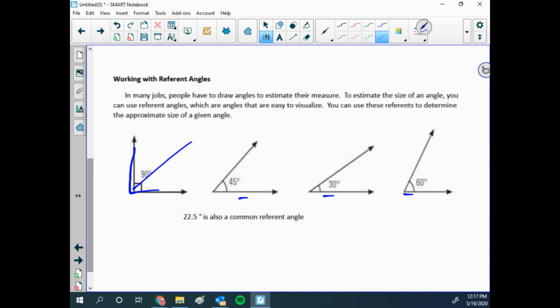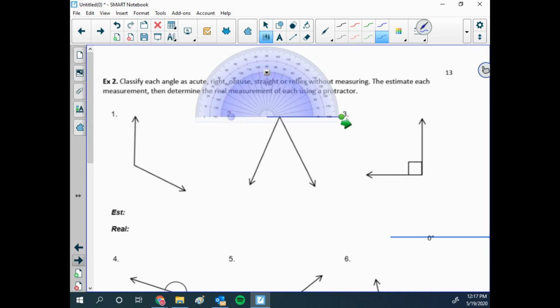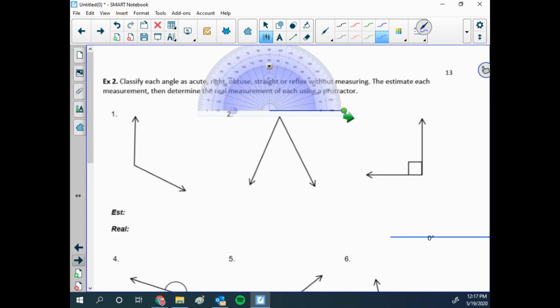30 would be about a third, right? That's this one right here. And 60 is about 2/3 of 90. And so those are some common reference angles that people might use. And so I'm going to use that to help me answer this next question. So it says classify each angle before measuring it, and then estimate. Once you've estimated, determine the real measurement. So I'm going to go do that. Let's assume that this is right here, right here.